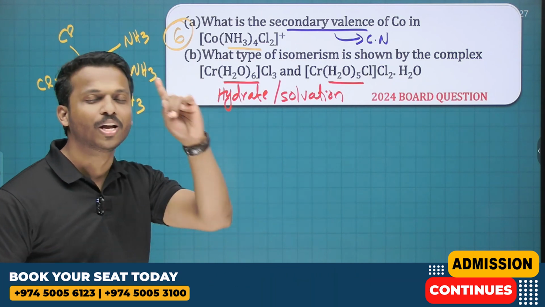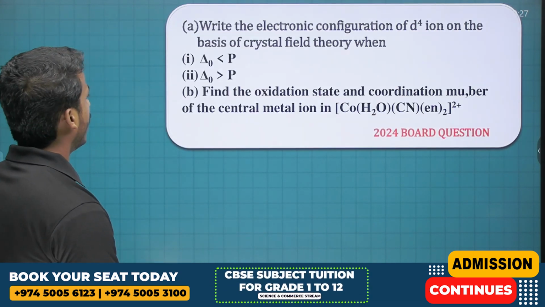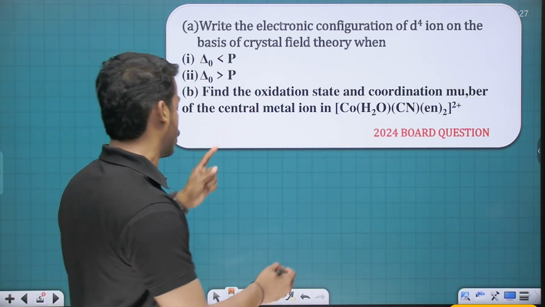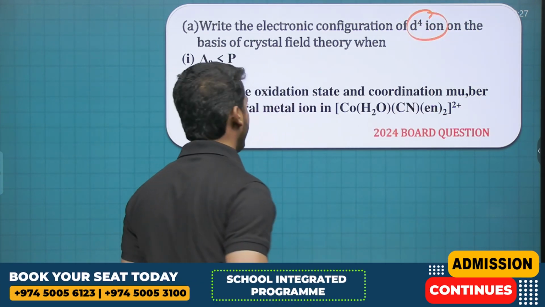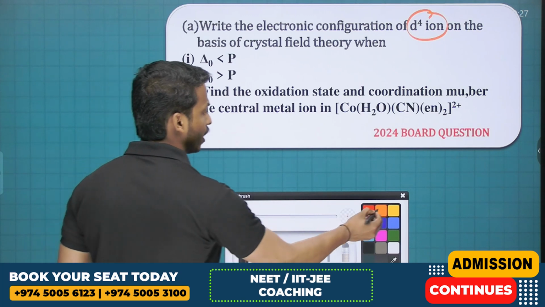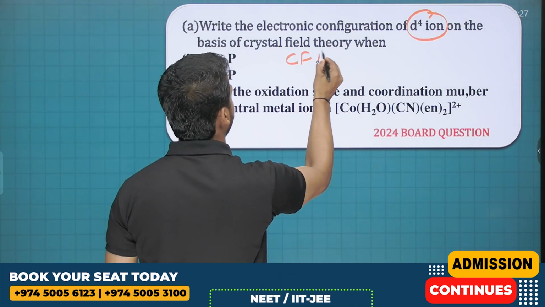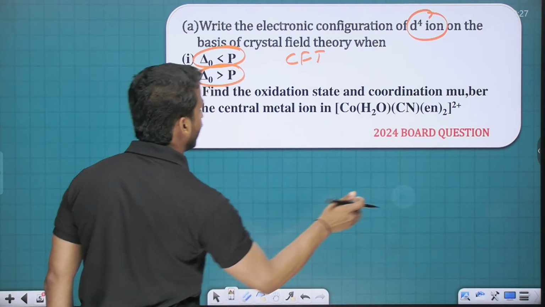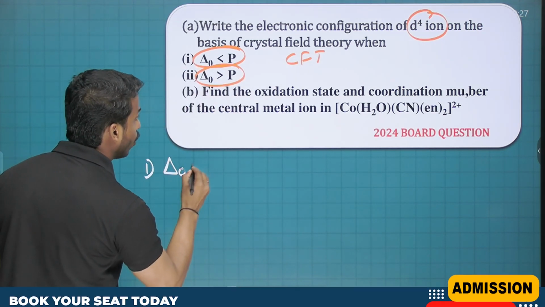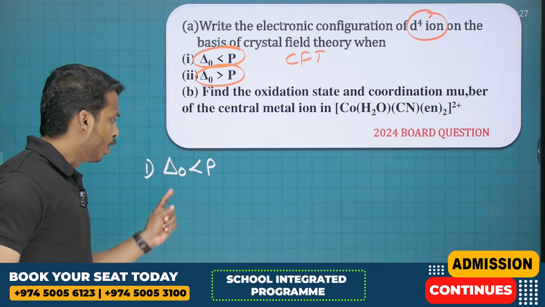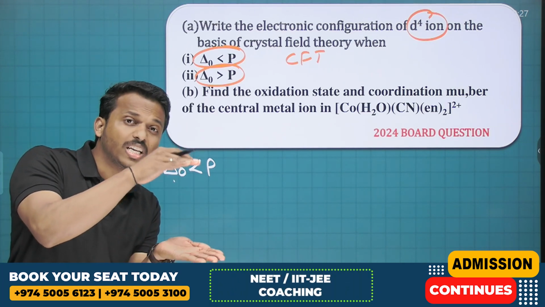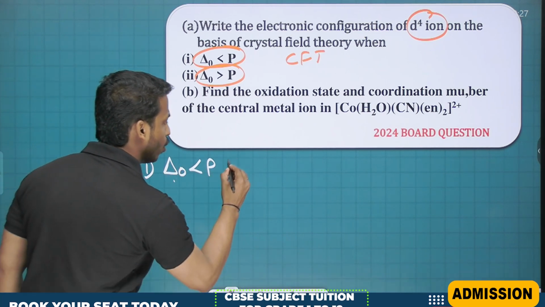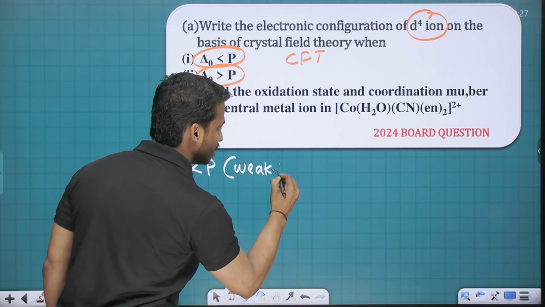That is another question from 2024. Next question, again 2024, my dear. Write the electronic configuration of d4 ion on the basis of crystal field theory, yes, CFT, when delta O is less than pairing energy, and delta O greater than pairing energy. My dear, what do you mean by delta O less than pairing? You know, delta O lesser means the t2g eg level difference is lesser, right? That means there is a weak ligand. Delta O lesser indicates that there is a weak ligand.